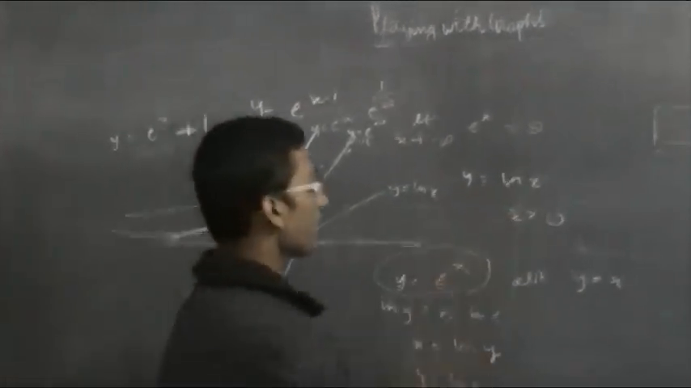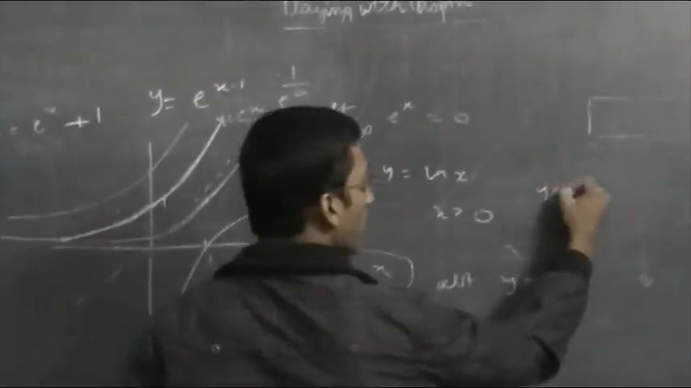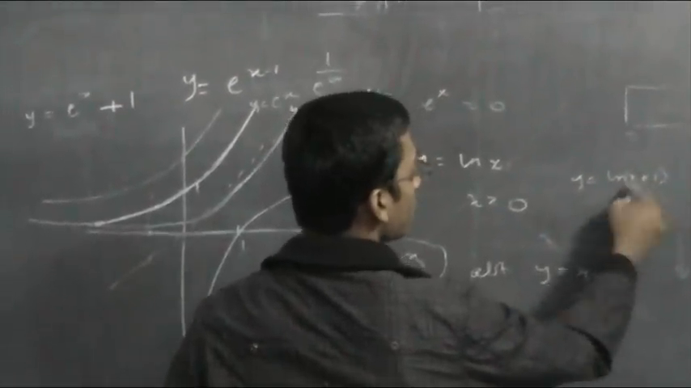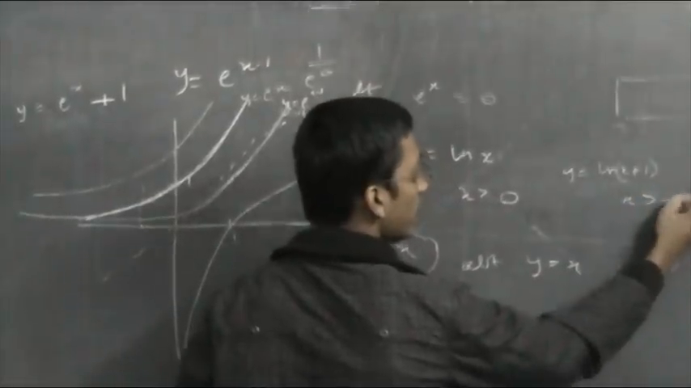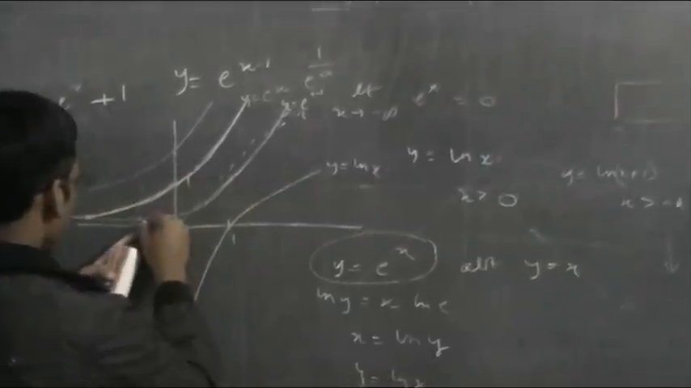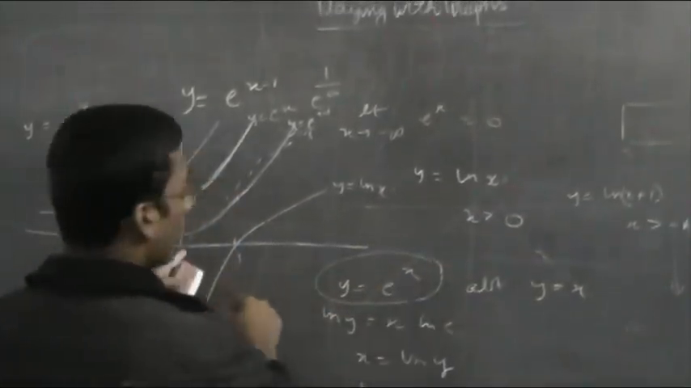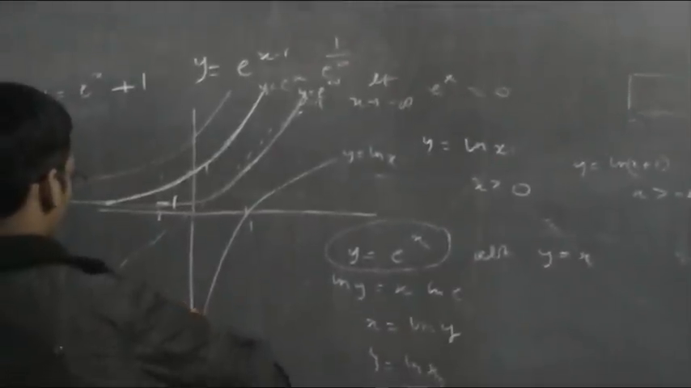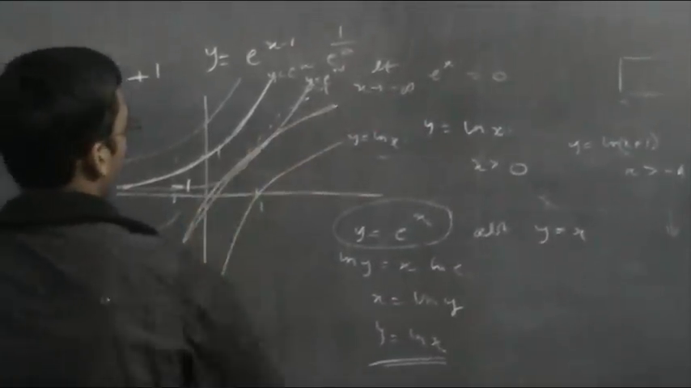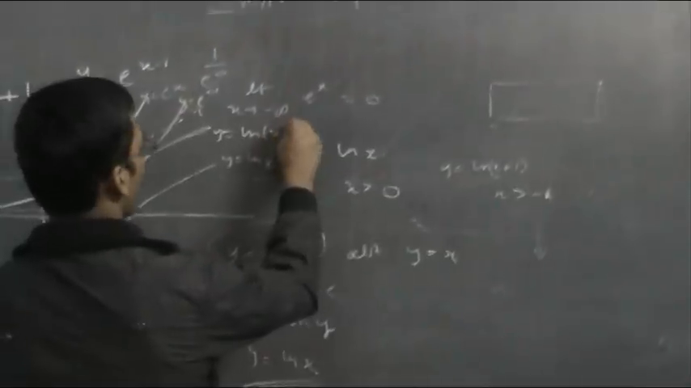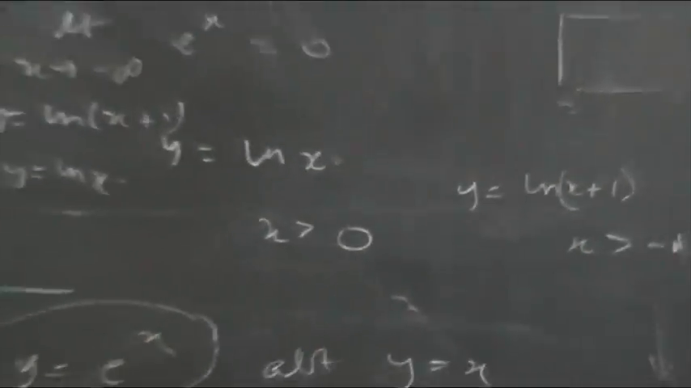Here also you can shift the graph. Here we have to be careful. If we do y equals log of x plus 1, so we are adding 1 to x. So what will be the domain? Domain will be x greater than minus 1. So we will have the graph from here, and where x is 0, y is 0. So it becomes like this. So that is y equals log of x plus 1. So that is it with the graphs.